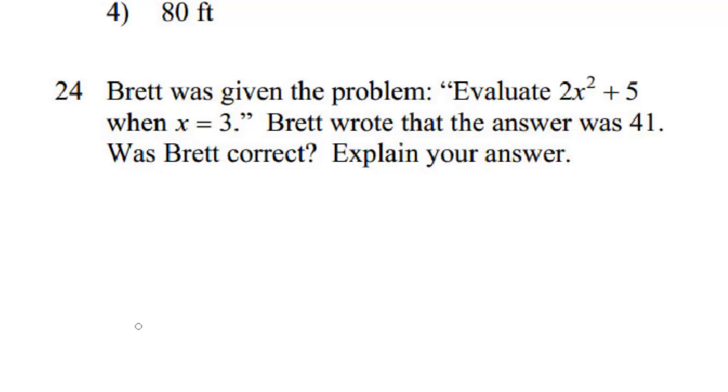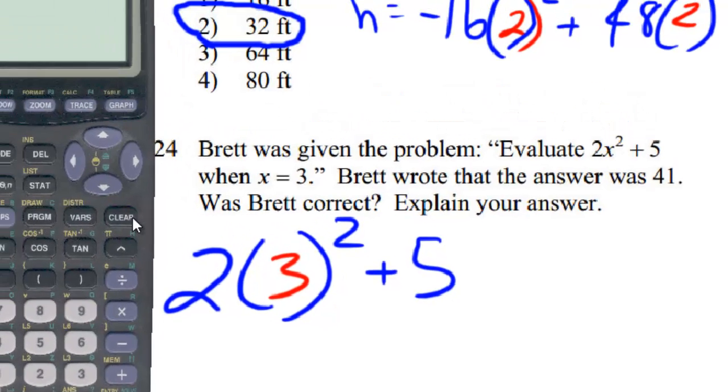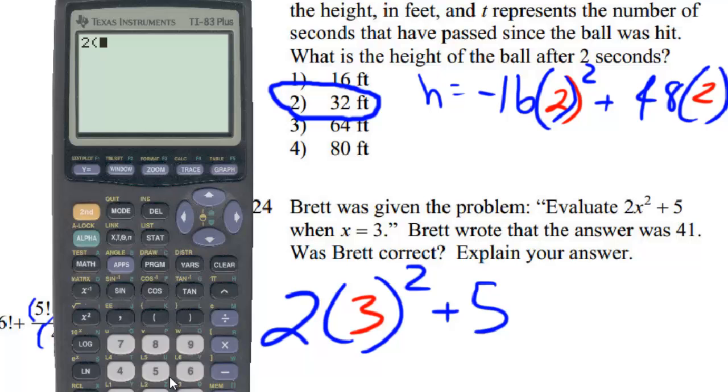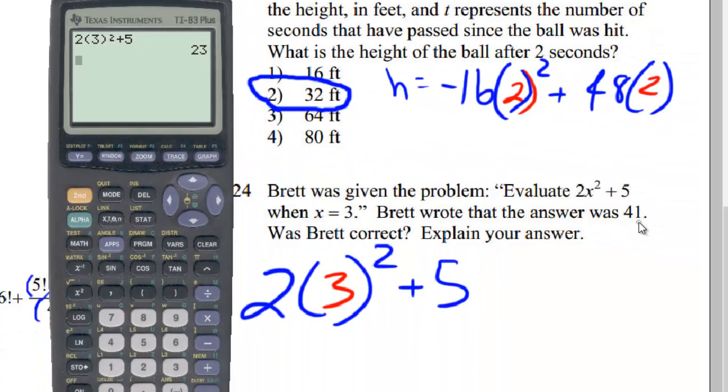Number 24, Brett was given the problem, evaluate 2x squared plus 5 when x equals 3, and Brett thinks the answer is 41. Was he correct? Let's see what our answer is. So what we're going to do, just like before, we're going to evaluate this expression. I'm going to write 2 open parentheses 3 close parentheses squared plus 5. Let's go into our calculator. 2 open parentheses 3 close parentheses squared plus 5. The answer is 23. His answer is 41. So no, his answer is not correct.